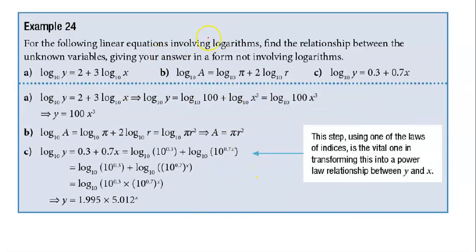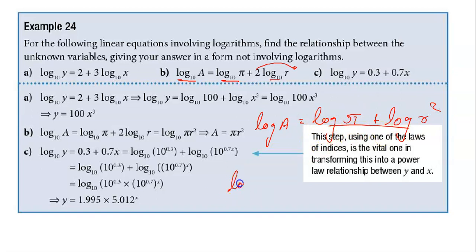Clear? Now look for this one. See, you're having log 10 everywhere. This 2 goes over here. You'll have log a equals to log pi plus log r square, right? Now this will get multiplied. Log a plus log b equals to log a into b. Log a equals to log pi r square. Remove log from both the sides. You will have a equals to pi r square. We have written the equation not involving log.